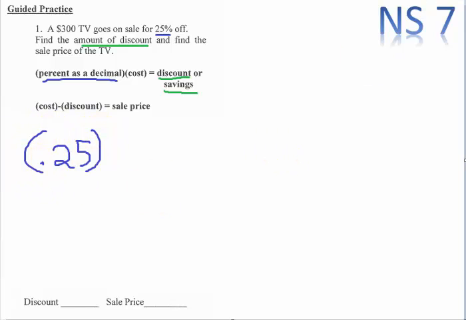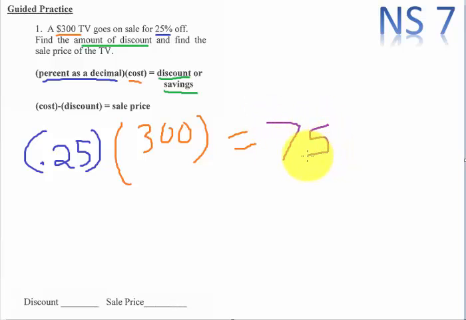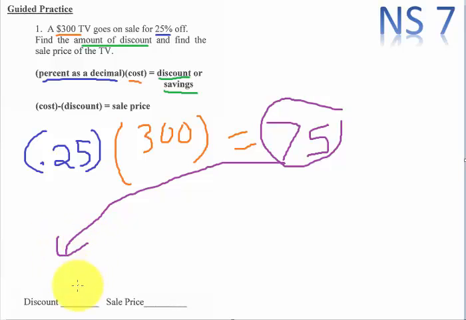And then we have to multiply it by the cost. The cost is the cost of what you're buying, the price, the original price. So let's go ahead and put that in there, 300. And when you multiply those two things, you will get a grand total of $75. Now that's not how much you're paying for this TV. That is how much is being taken off of your $300. That is how much money you are going to save if you buy this now as opposed to when it's not on sale. That's your discount or savings.